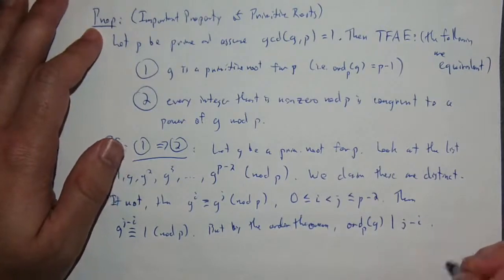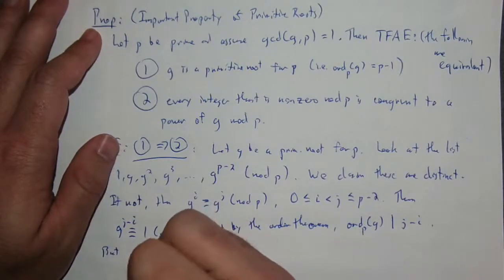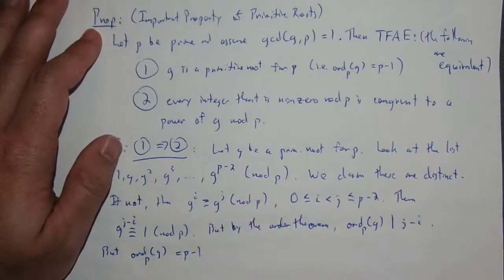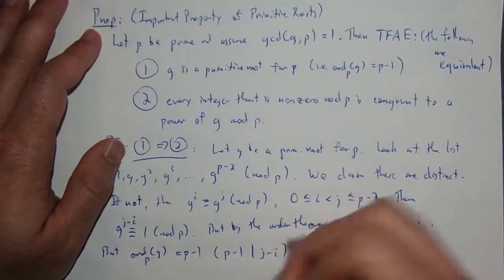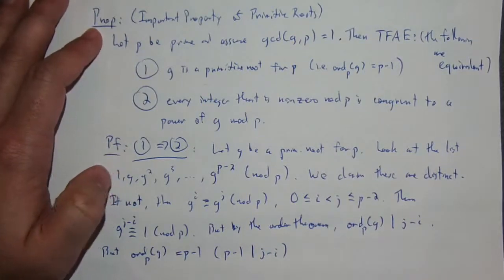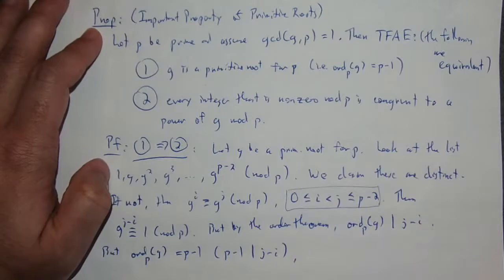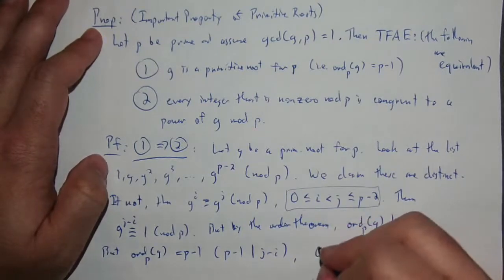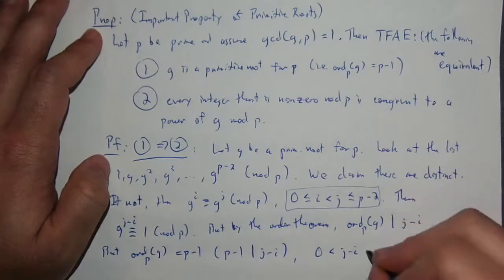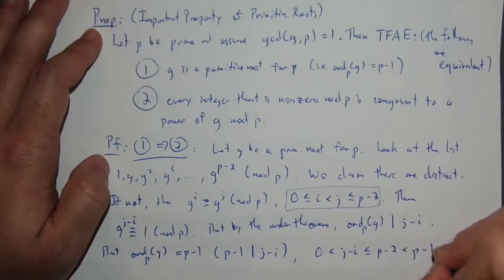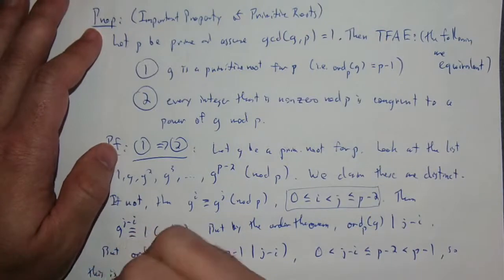But the order of G mod P is P minus 1. So you're saying P minus 1 divides J minus I here. But P minus 1 dividing J minus I is nonsensical because J minus I, looking at this constraint here, is strictly less than P minus 1. So 0 is strictly less than J minus I, which is less than or equal to P minus 2, which is strictly less than P minus 1. So that's impossible.